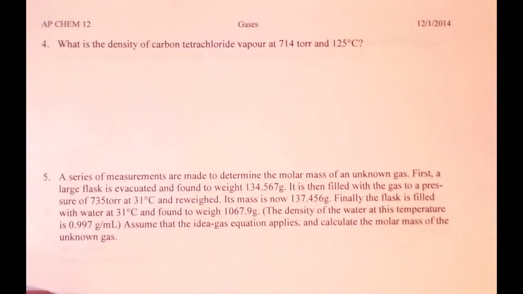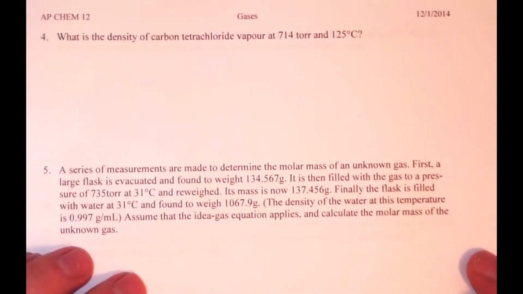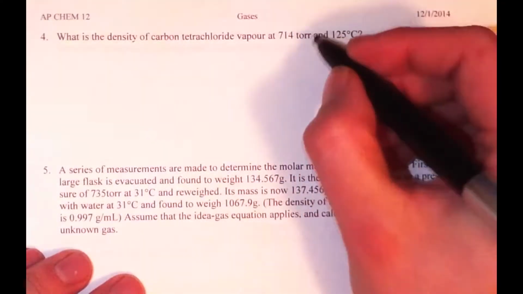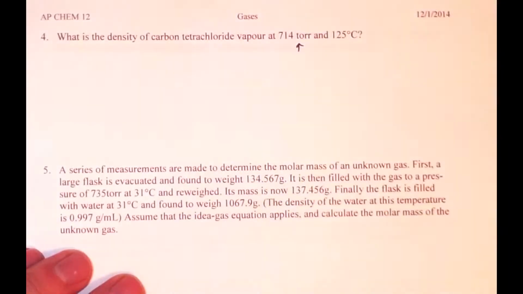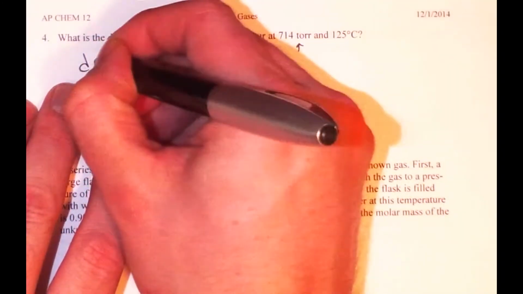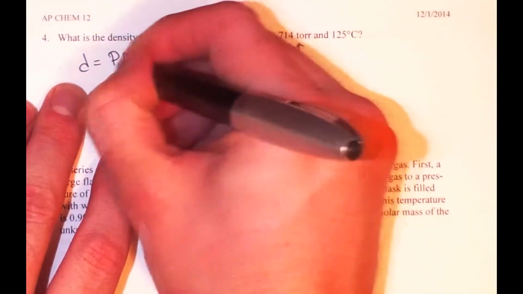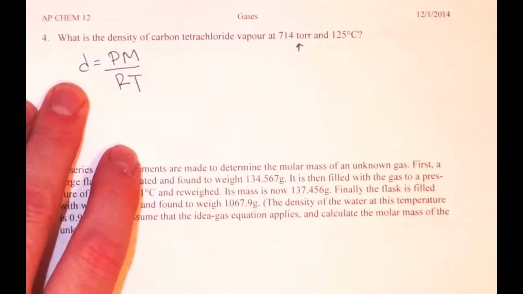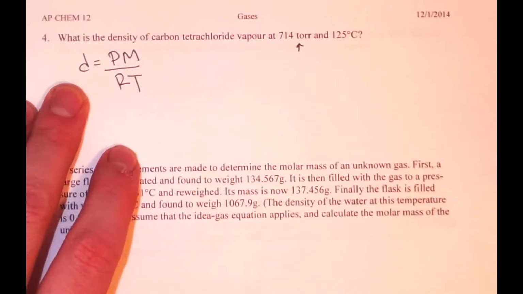So question 4 says, what is the density of carbon tetrachloride vapor at 714 torr? There's a lot of different things we can do here. I can't really deal with torr. There is an R value that allows you to, but I prefer not to use it. So we know the density of a gas is equal to PM over RT. That comes directly out of our notes.